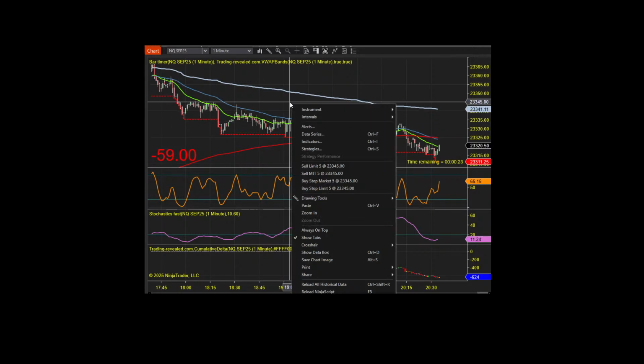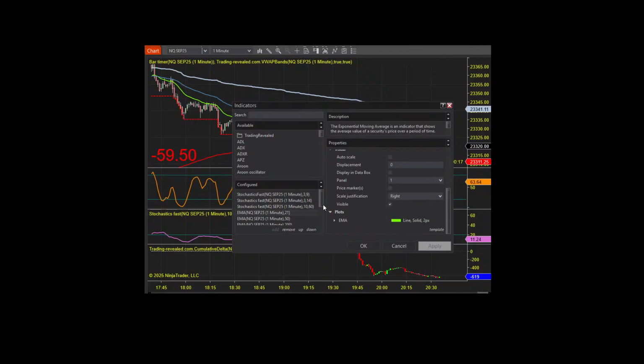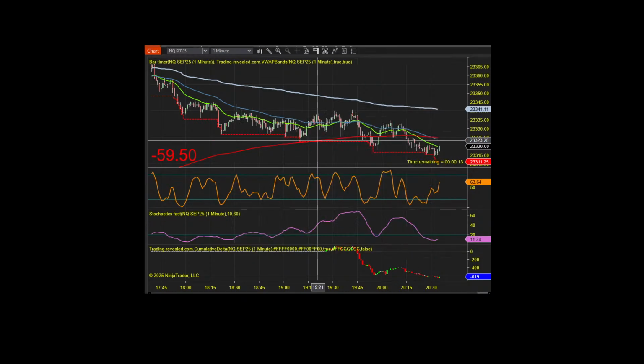Let me just make sure, because I switched a few things up here. Some of the colors may be off. So the 21 is green and 50 is blue. So yeah, 21 is green, 50 is blue. This darker one up here, that's the VWAP. And that's all the indicators that I'm going to use on this.